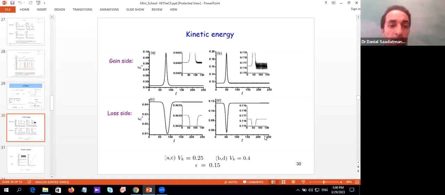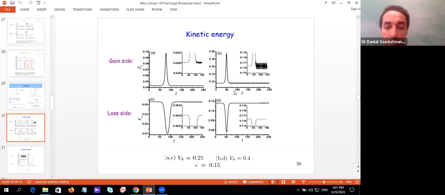The figure shows the kinetic energy of the breather as a function of time. We know that if the kink has an internal mode, its kinetic energy can oscillate with time. But for the loss side, as you see in the bottom figures, when the kink comes from the loss side, we cannot see any excitation of the internal mode.